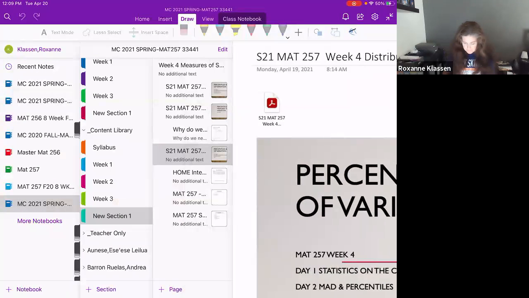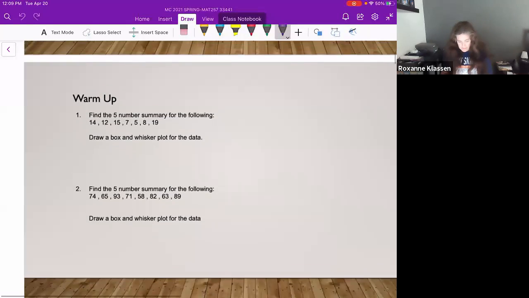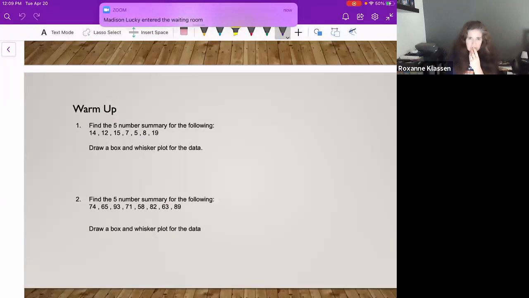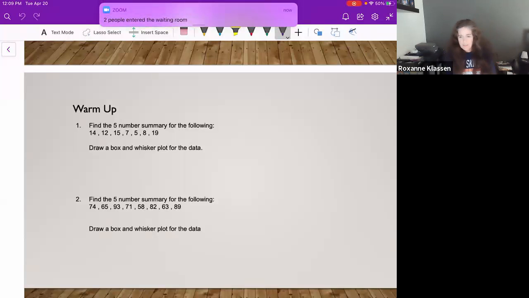Okay, so let's talk box and whisker plots. Actually, I'm going to share a different link with you for a second, because before we do the why we need MAD, I wanted you to see each other's box and whisker plots from yesterday.